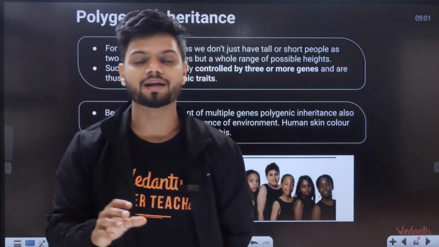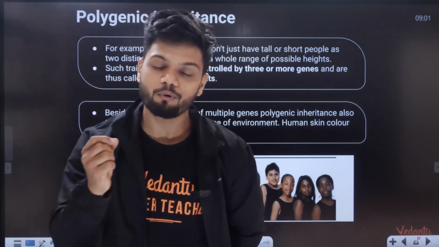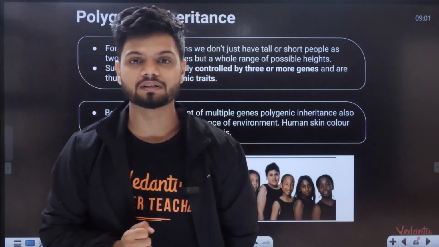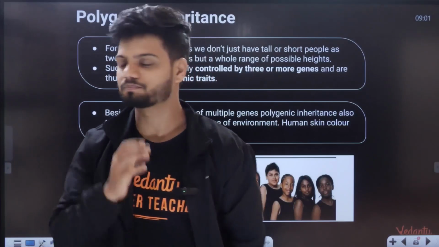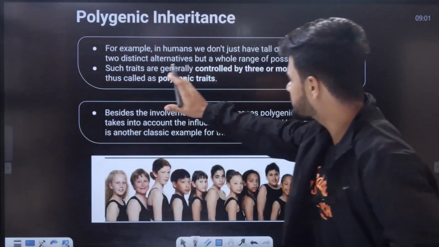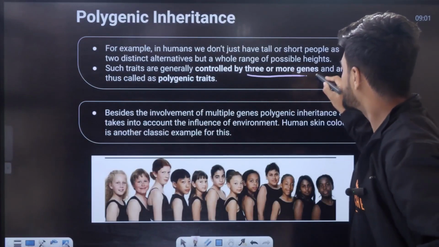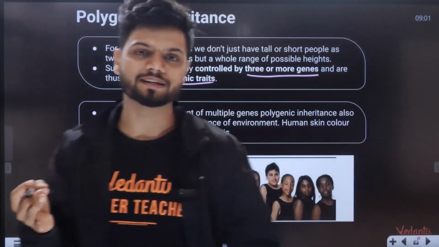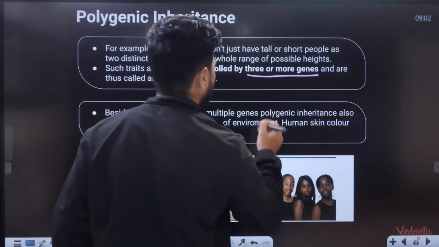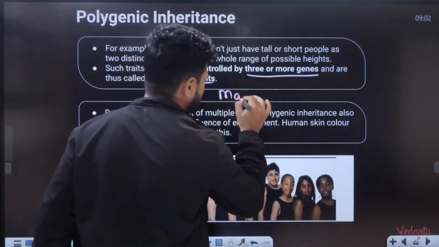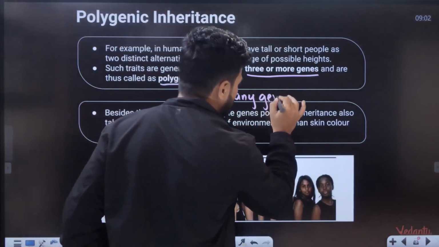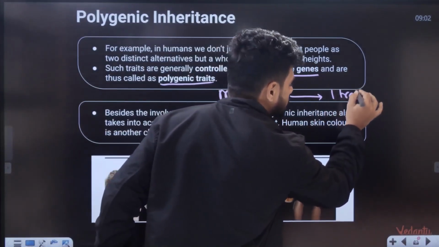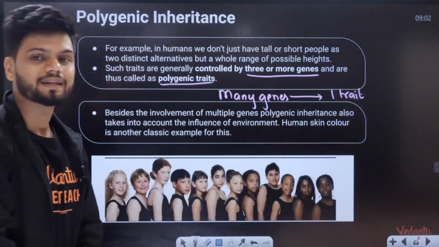So there is something called polygenetic inheritance. Polygenetic inheritance explains all of these intermediate, different types of phenotypic expressions. See here, such traits are generally controlled by 3 or more genes and are called polygenetic traits. They are called what? Polygenetic traits. Understand, very simple it is. When many genes control one trait, it is called polygenetic inheritance.